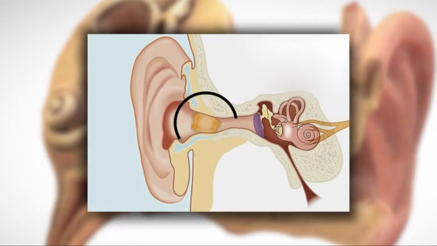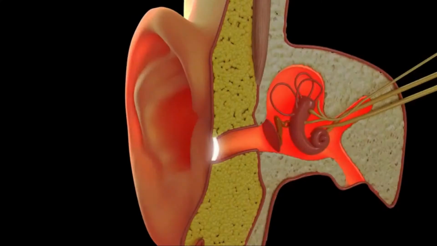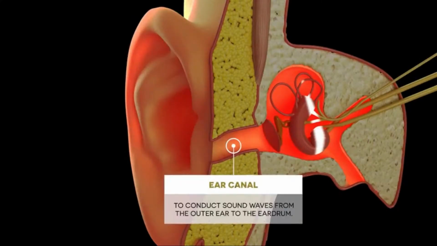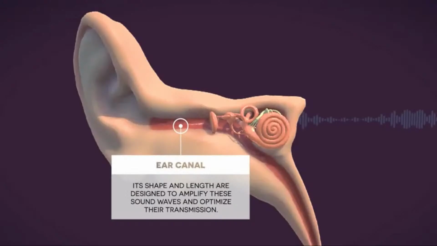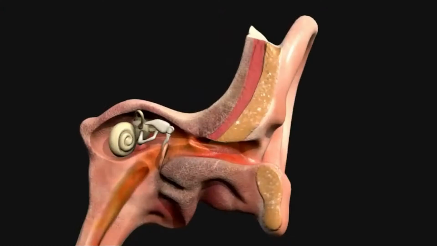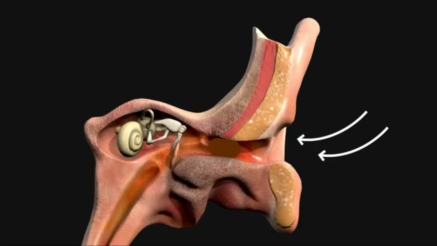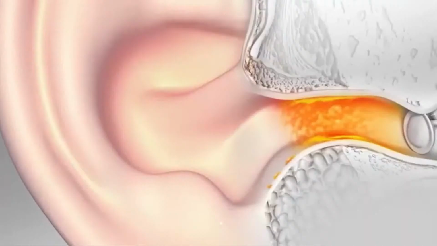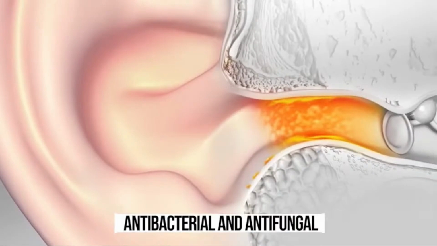Function in hearing. The primary function of the ear canal is to conduct sound waves from the outer ear to the eardrum. Its shape and length are designed to amplify these sound waves and optimize their transmission. Protection. Earwax produced in the ear canal has protective properties. It traps dust, dirt, and other particles, preventing them from reaching and potentially damaging the eardrum. The wax also has antibacterial and antifungal properties, helping to keep the ear canal healthy.